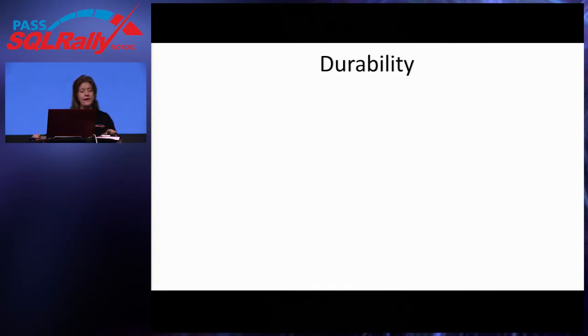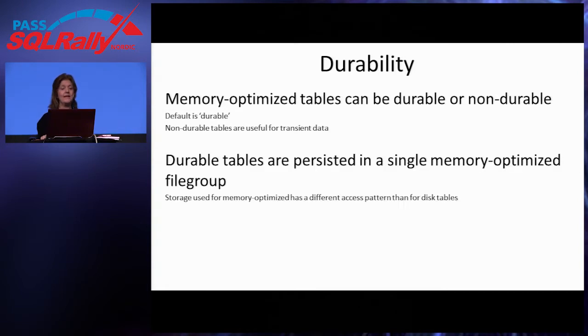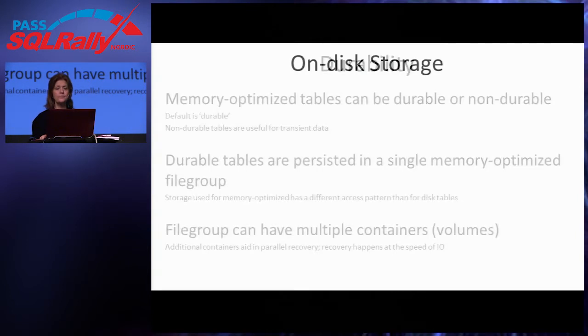I want to briefly make sure you're aware of how durability is managed, because everything's in memory. What happens when the server crashes or is brought down for some reason? You can actually define a table to say, I don't care about durability. You can define a memory optimized table to be non-durable, to just use for intermediate purposes, and it will never have any of its contents written to disk. But the durable ones are written to disk in a set of files in the filestream file group that you created when you defined the database.